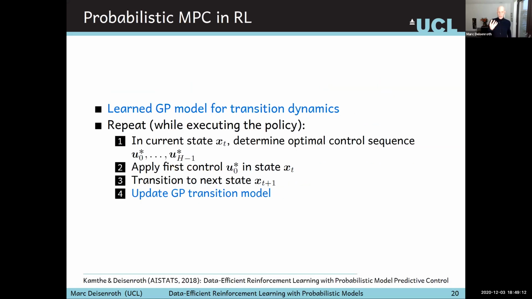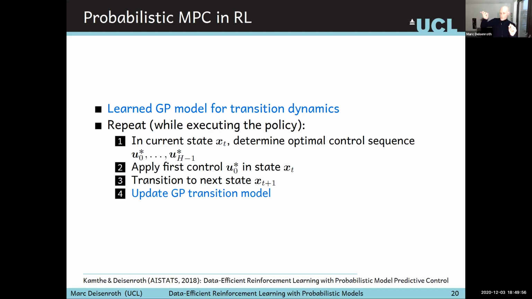And here's really the idea of how this works, simplified. We start off with exactly the thing that we had before, which is the Gaussian process model for the transition dynamics. Then while we are executing the policy, that means while we are operating the robot, if the robot is in a state x_t, we determine an optimal control signal u_0* to u_{H-1}*. H is the horizon we are considering. It's typically relatively short, maybe 10 or 20 time steps. The key thing here is we only apply the first control signal in that state, and then the robot transitions to the next state.